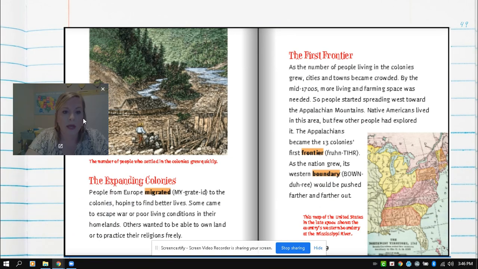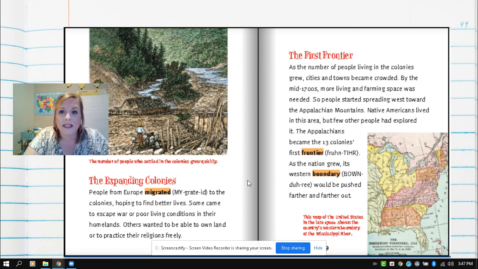Expanding colonies. People from Europe migrated to the colonies hoping to find better lives. Some came to escape war or poor living conditions in their homelands. Others wanted to be able to own land or to practice their religions freely. The first frontier. As the number of people living in the colonies grew, cities and towns became crowded.